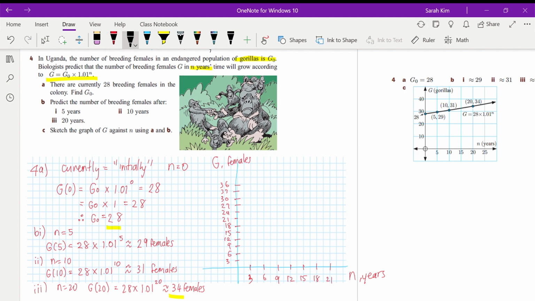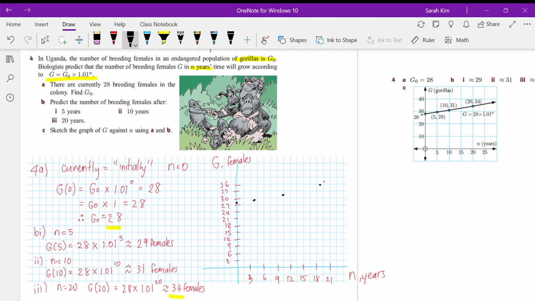So now I'm just going to draw it. When N is 0, I have about 28. So that's about here. When my N is 5, my G is 29 females, so it goes up by a little bit. That's at 6, hold on. Approximately here. And then my N is 10, and then 31 females. And then 20 is about here, and then 34 females.